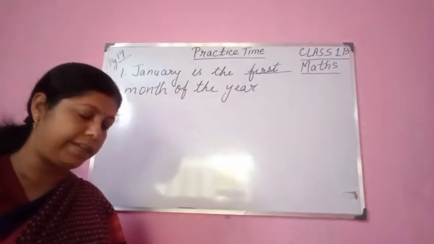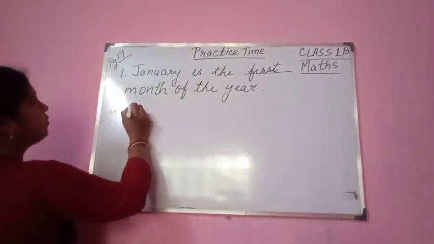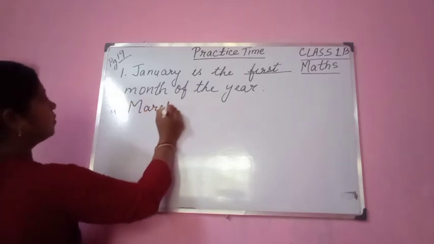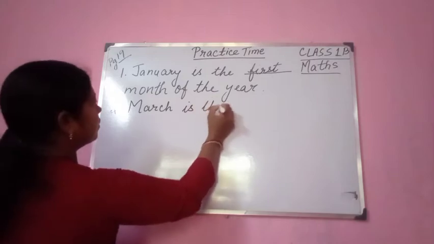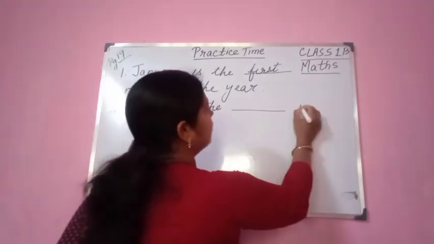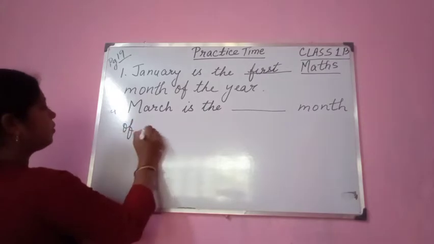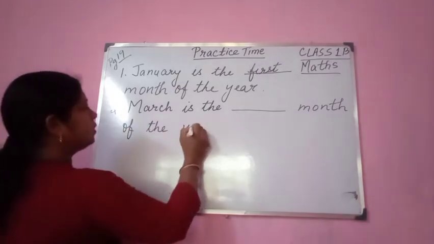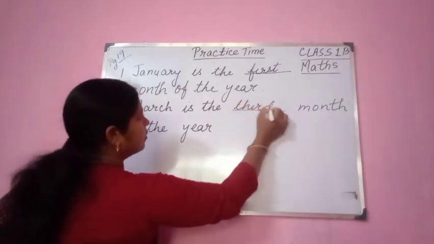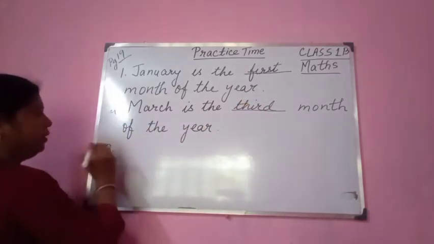Okay. March is the dash month of the year. This is March. March is the third month of the year. Okay, please see.